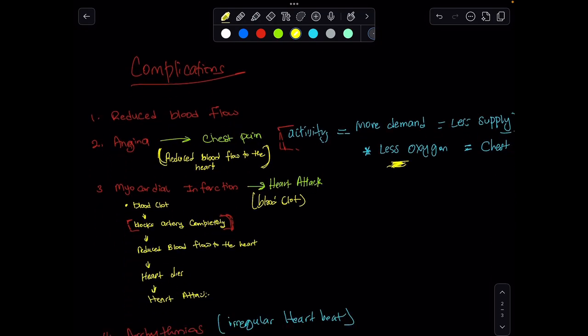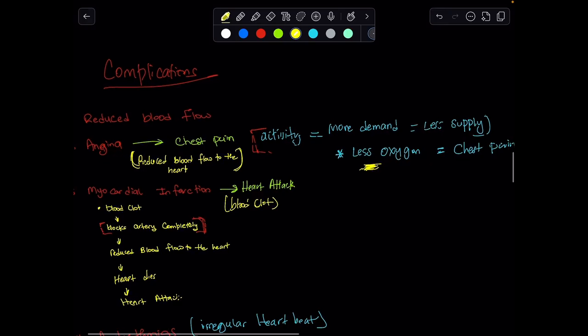Complications: reduced blood flow, because remember, the narrowing and the plaque cause less blood to go through. Less blood going through causes angina. Angina is chest pain. Why? Because there's reduced blood flow. But why is there reduced blood flow? Because when you're physically active or doing something, your heart pumps more blood. Even if you're running, you need more energy, so you need more blood moving around your body. And because there's reduced blood flow, not enough blood, less oxygen is going to the heart. And if less oxygen is going to the heart, you get chest pain.